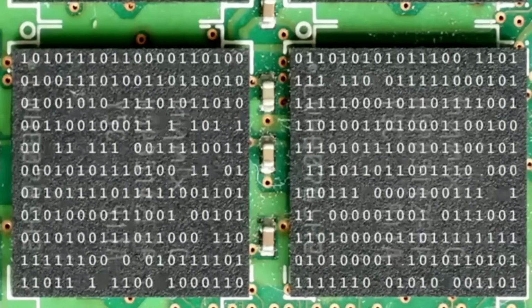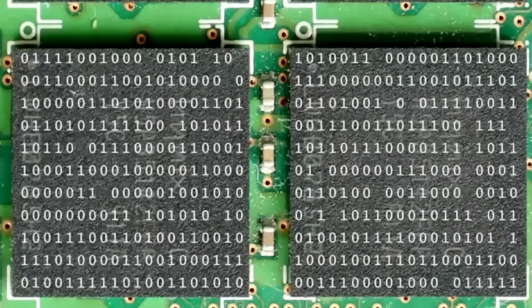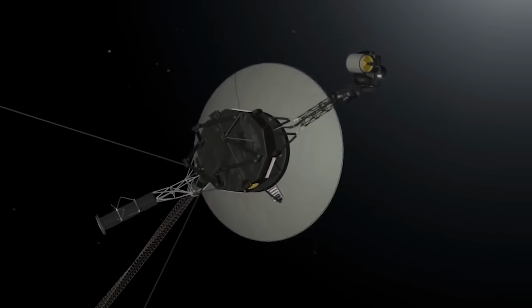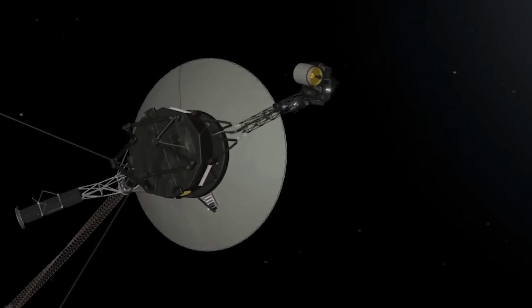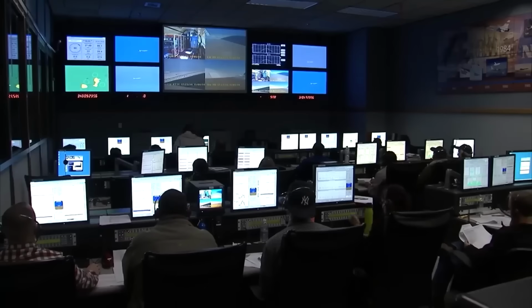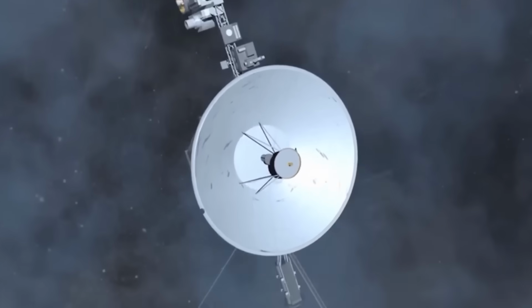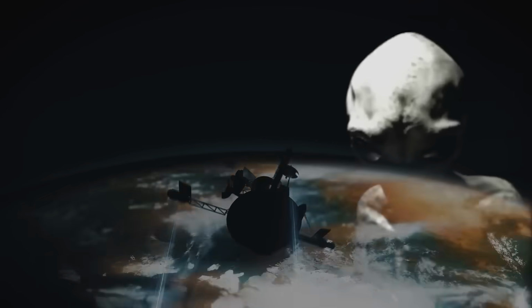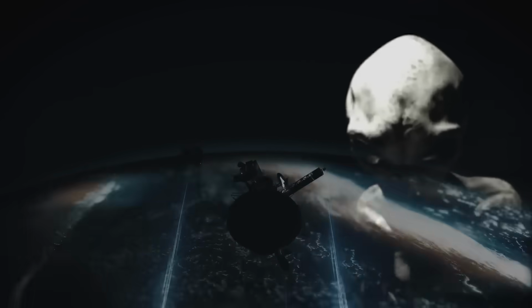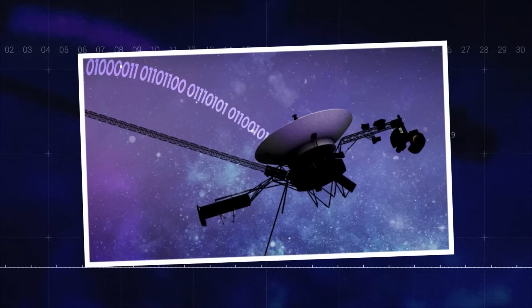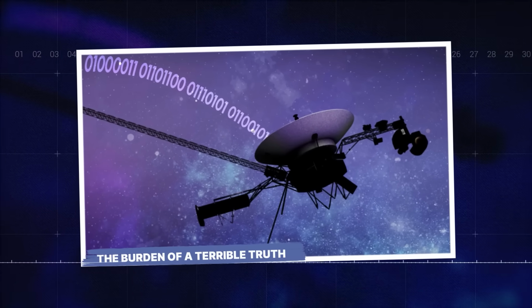The official story of the flipped bit feels less like a technical report and more like a press release designed to calm everyone down. It's the story they want us to believe. A comforting bedtime story to prevent a worldwide panic while they figure out what to do next. Because the thing nobody tells you is that they aren't just fixing a probe. They're trying to understand an enemy. They aren't just hiding a message. They are preparing for what comes next. The burden of a terrible truth.